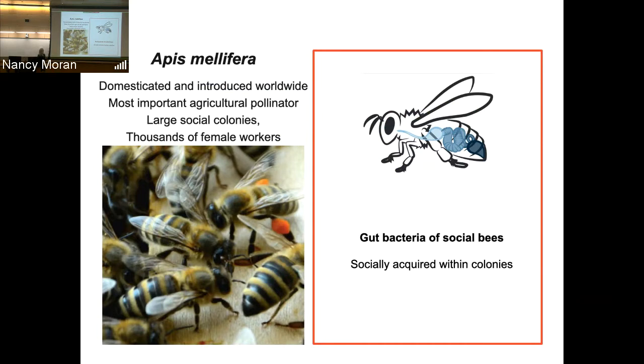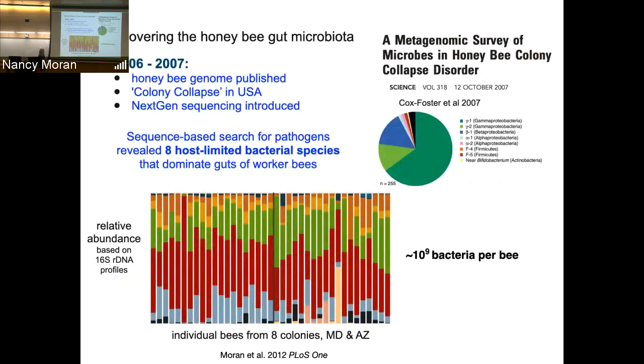So these are social bees. They live in colonies. They're encountering each other a lot, and they get their symbionts from each other. And these are gut symbionts. They're not living in the body cavity or within cells. They're within the gut. So they're not inside the animal, really.